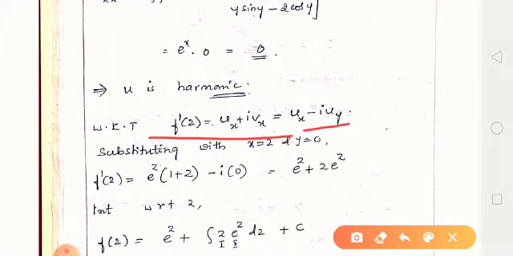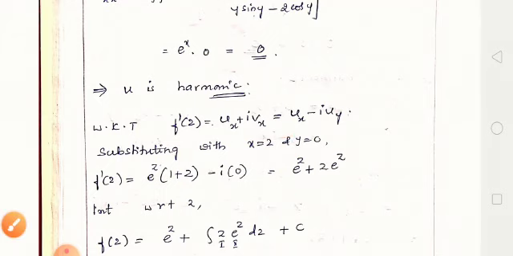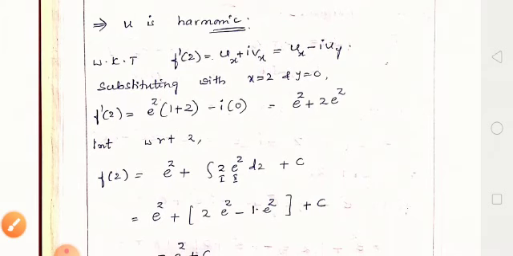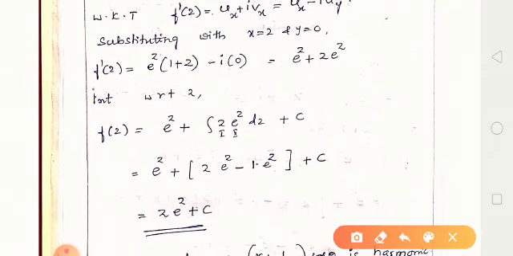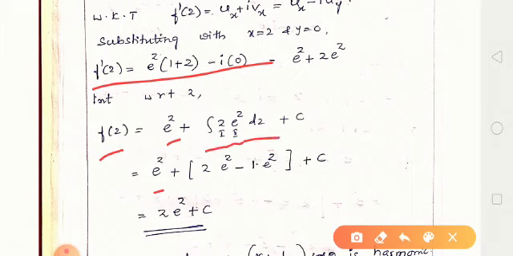We have ux and uy. We will substitute the values with x equal to z and y equal to 0. So f dash of z equals e^z plus z e^z. Now, we will integrate the expression to get the expression for f of z. On integration, we get f of z equal to the integral of e^z, which is e^z only. Now here we will apply integration by parts, or you can apply Bernoulli's rule. So first function into the integral of second, minus the derivative of z, which is 1, and the integral of e^z, which is e^z, plus the constant of integration c.